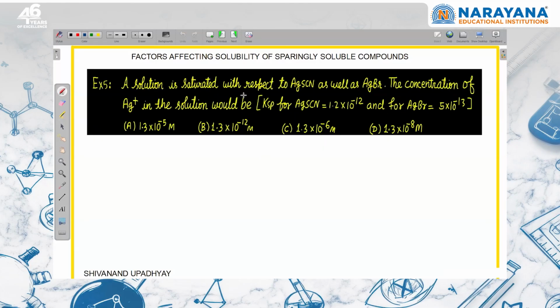A solution is saturated with respect to AgSCN and AgBr. So again, they are stoichiometric compounds. So it's very simple to solve the problem.